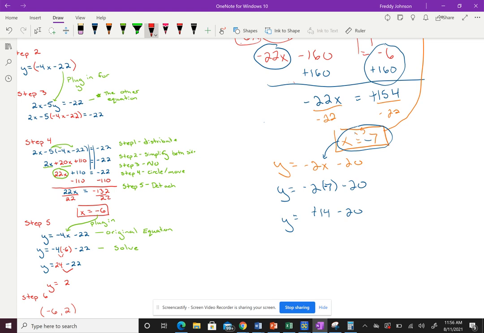And then 14 minus 20 is going to be negative 6. So now I know the answer. And now make sure you understand, you must write this as a coordinate, because this is where they cross at. Okay. And we get x equals negative 7 and y is negative 6.